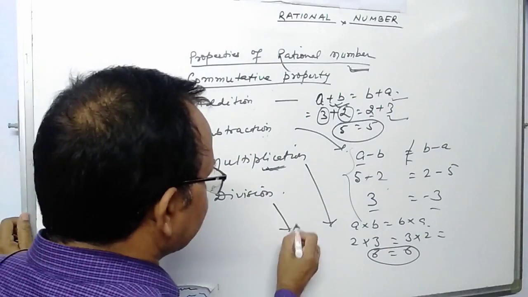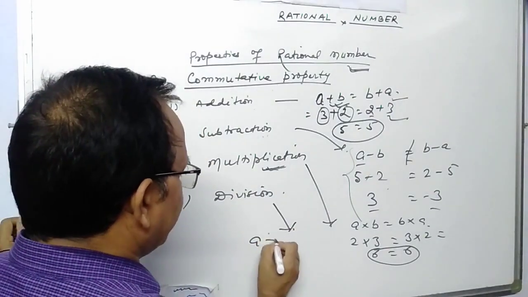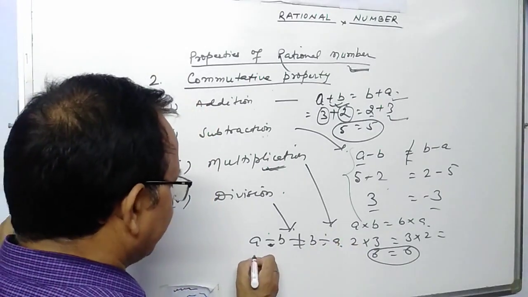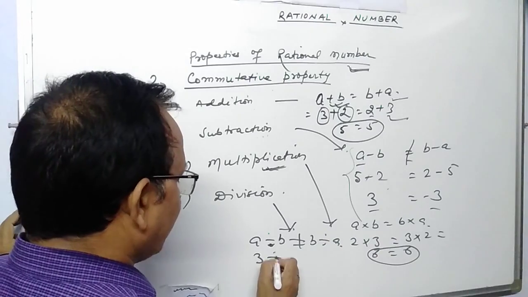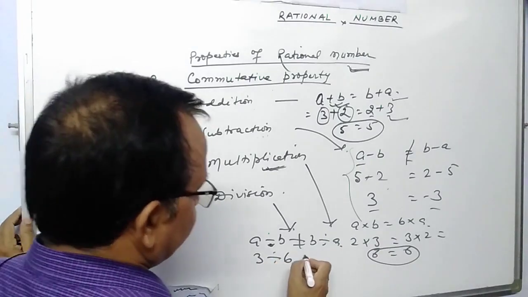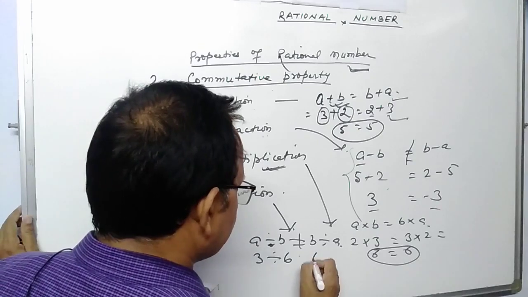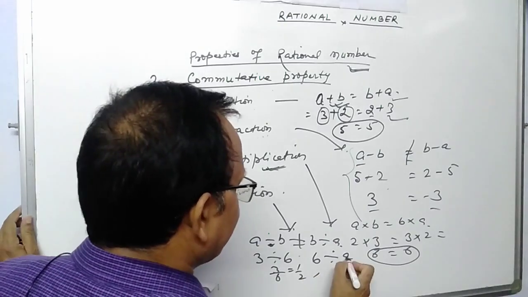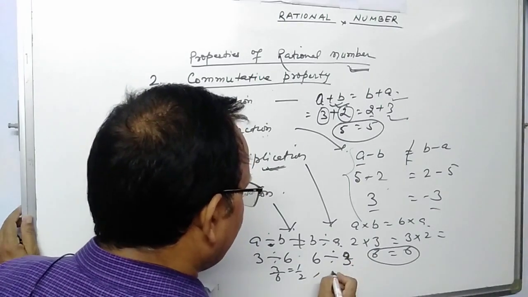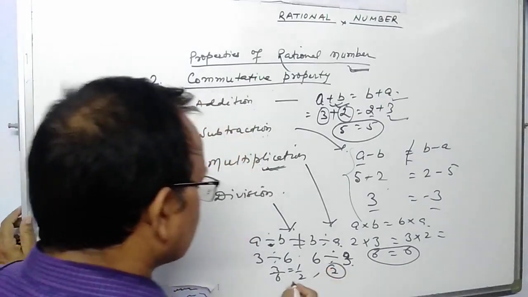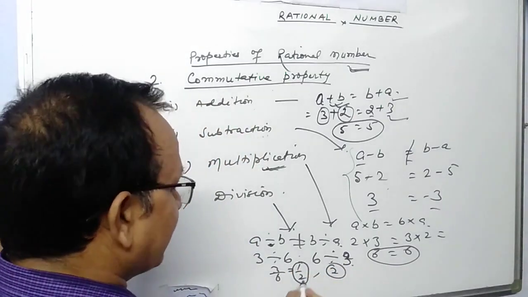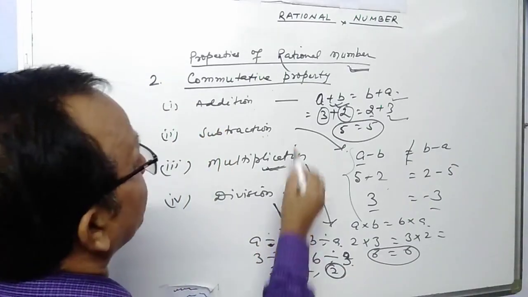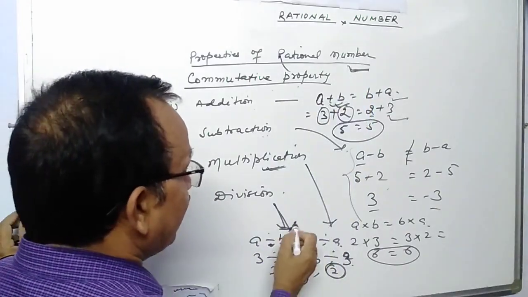Clear? Now in case of division, let us see, a divided by b should not be equal to b divided by a. Let us take an example. Suppose I am taking a as 3 and b as 6. Here you will get 3 by 6, that is equal to 1 by 2. And here, 6 divided by 3, how much are we getting? 2. So you see, on the left hand side we are getting 1 by 2, on the right hand side we are getting 2. So both are not equal. That is, for division, the commutative property does not hold for rational numbers.